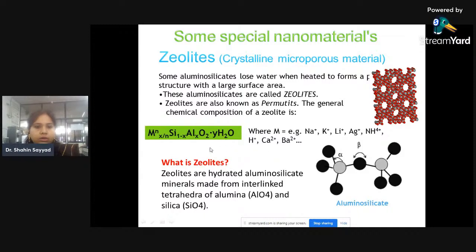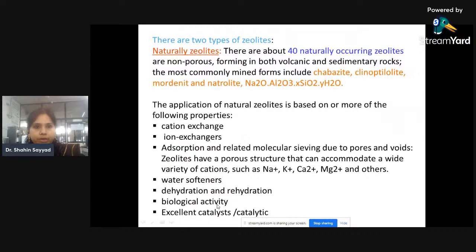So depending upon different M, you can synthesize different types of zeolite. We can say that zeolites are hydrated aluminosilicate minerals made from interlinked tetrahedra of alumina and silica. There are two types of zeolites: natural zeolites and synthetic zeolites. About 40 zeolites occur naturally. They are porous and form in both volcanic and sedimentary rock.